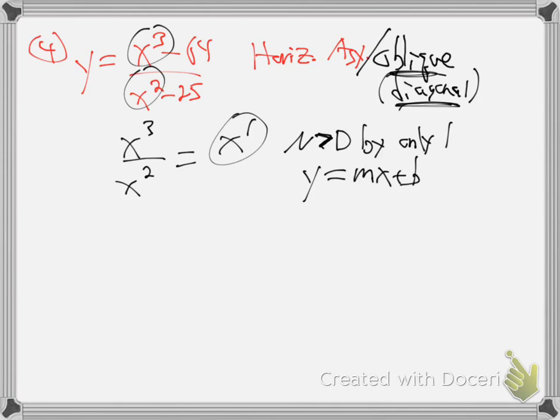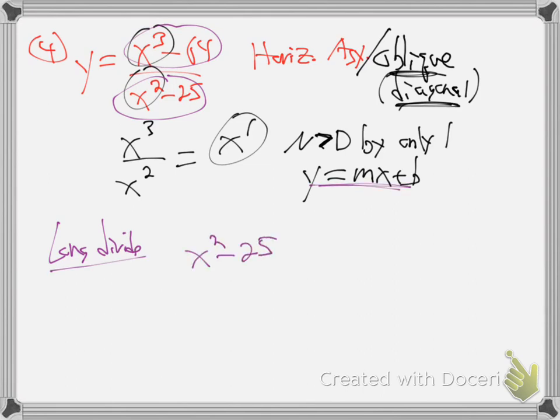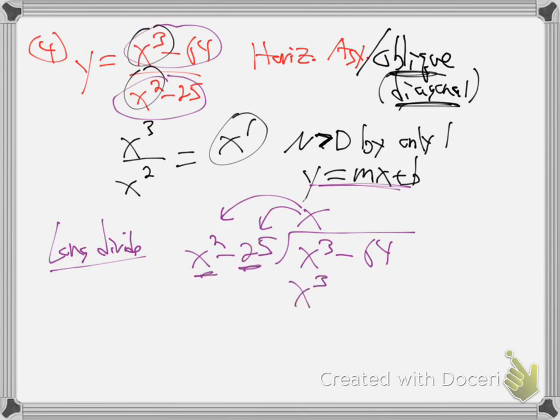How do we find the asymptote? We long divide the denominator into the numerator to find the y equals mx plus b equation. Denominator into numerator. Here we go. What up here times the front will match the front? What times x squared is x cubed? Well, x, and that x will multiply both. X times x squared will be x cubed, and x times minus 25 is minus 25x.